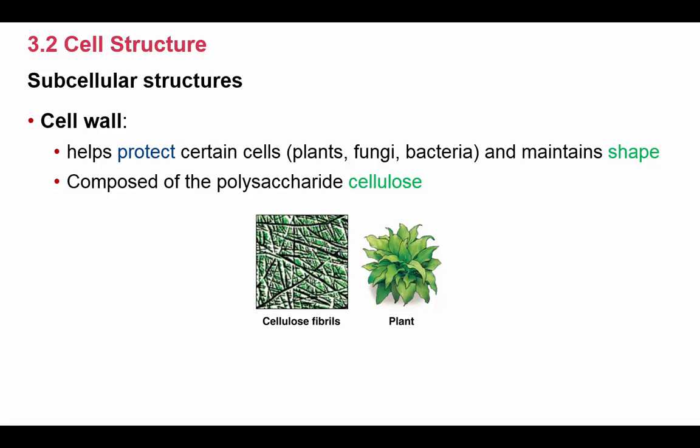So first off, let's start with the cell wall. The cell wall does the same thing that any other wall would do. It's there for protection. Now be mindful that not all cells have a cell wall. It's only found in plants, fungi, and bacteria. The cell wall is found outside of the plasma membrane. It maintains the shape of the cell and adds protection. We also know that it's composed of a certain type of sugar, a polysaccharide known as cellulose.